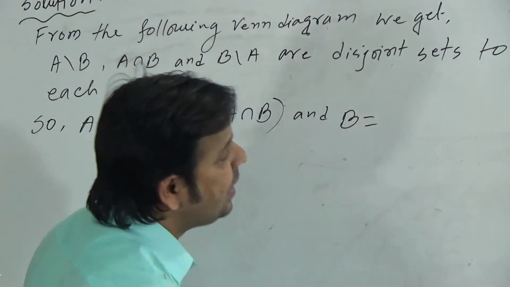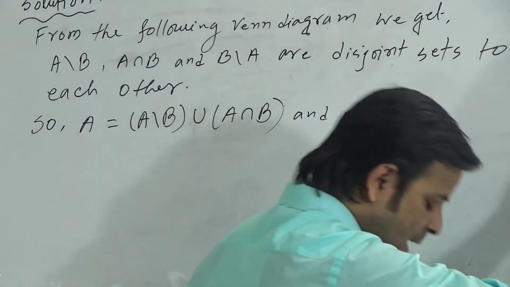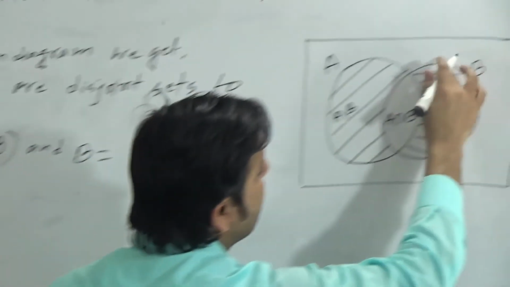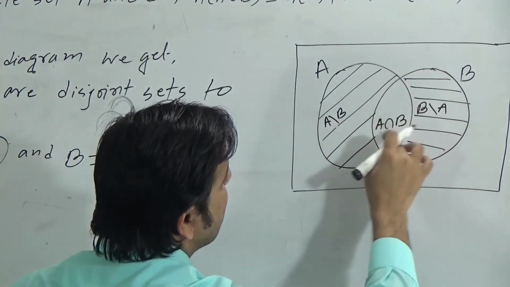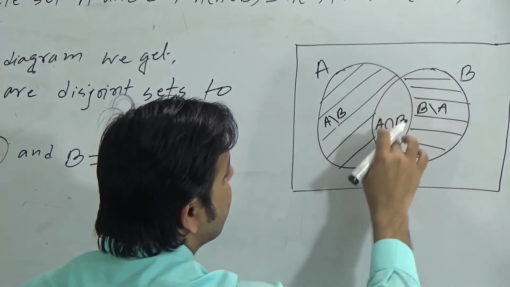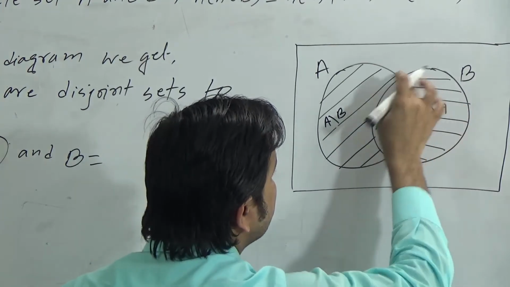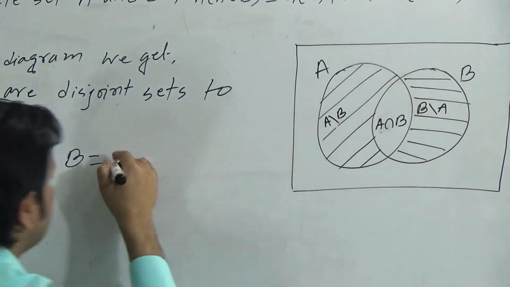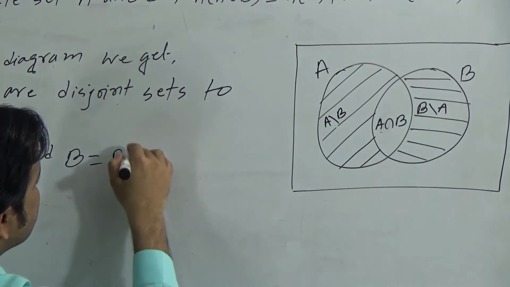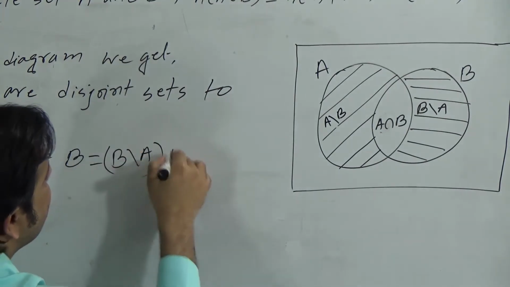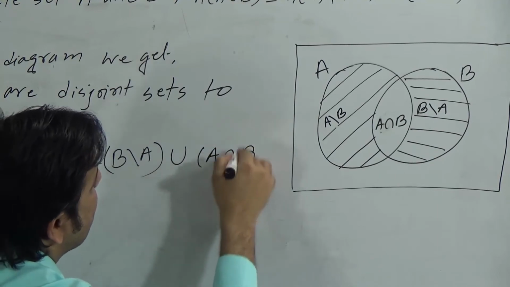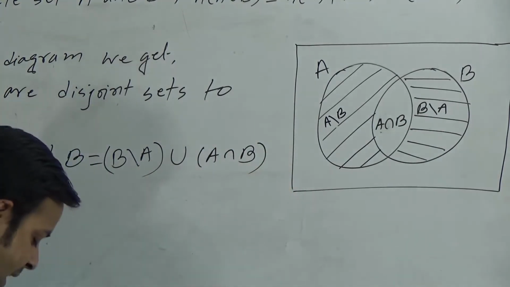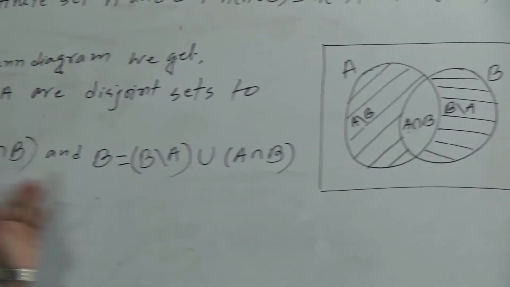Now set B. What is set B? Set B is this portion, and we have to take the union of A intersection B with B delete A to get total B. So we can write B delete A union A intersection B. So we have determined sets A and B here.